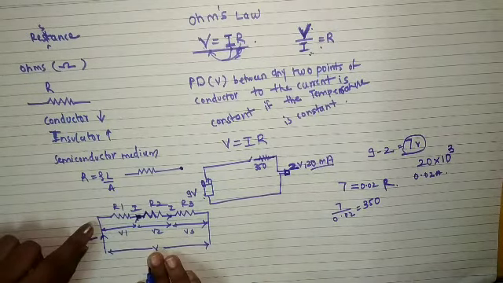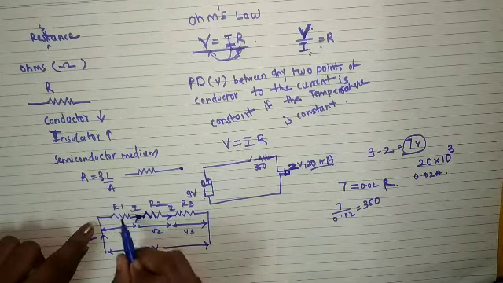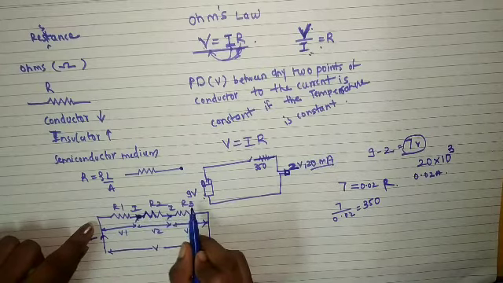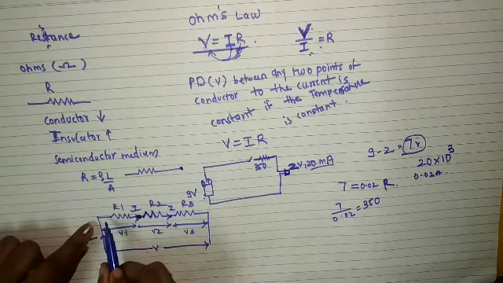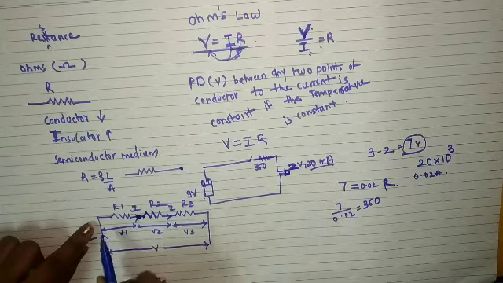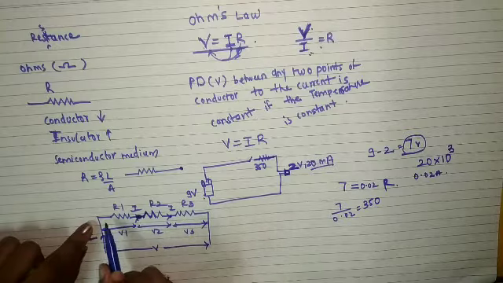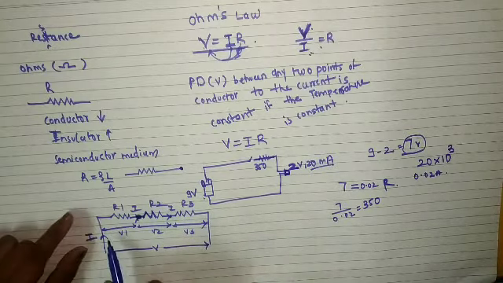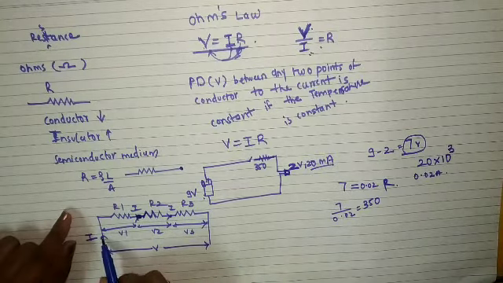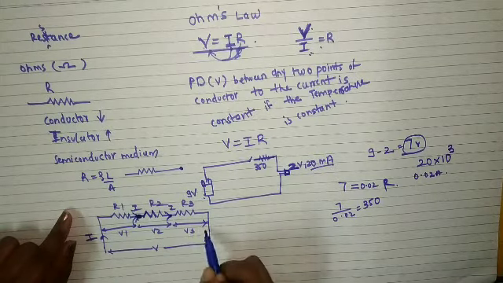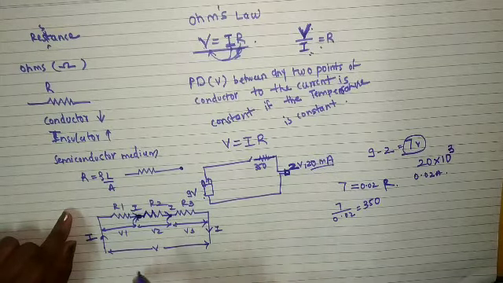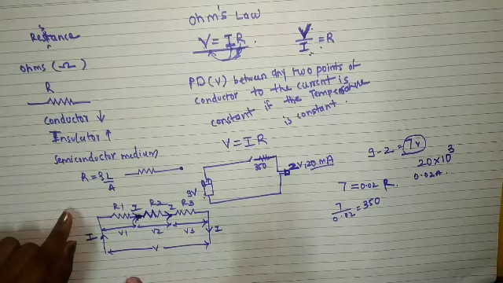You can see here these are the resistances R1, R2, R3. The current is the same throughout the circuit, as shown in the figure. The current is not divided. You can understand from this diagram that the current is similar throughout the circuit. Here the current is I, here also the current is I, and here also the current will be I.